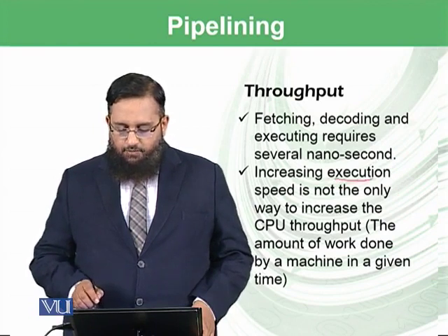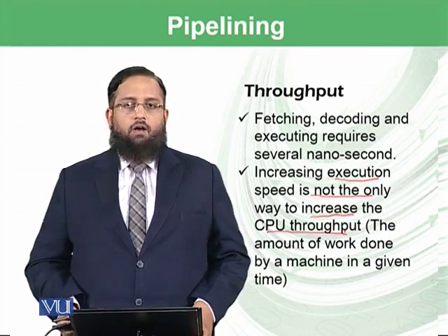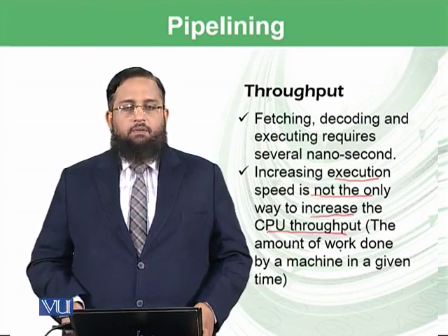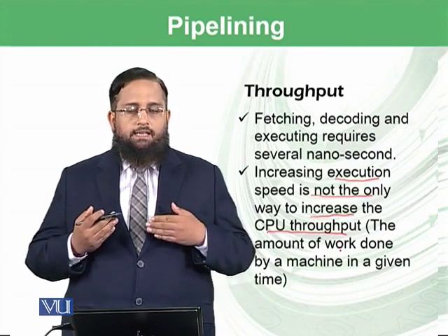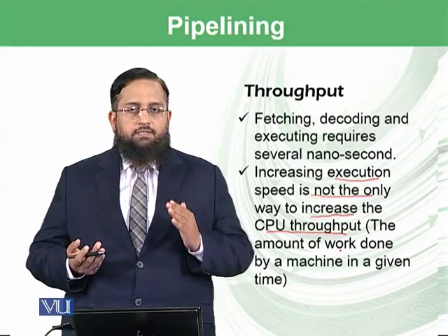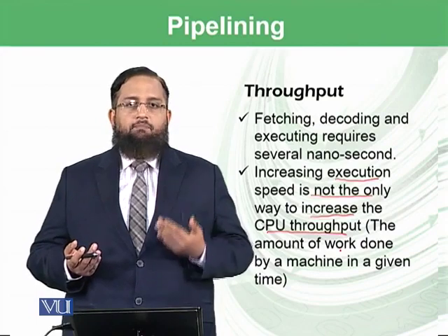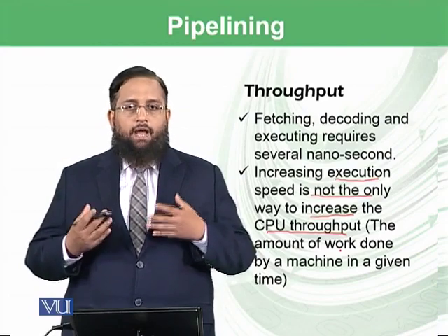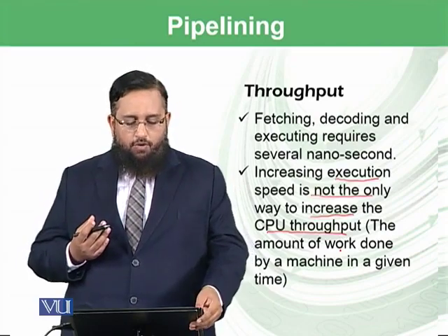So increasing execution speed is not the only way to increase the CPU throughput. First of all, we should define what throughput is. Throughput is basically the amount of work done by a machine in a specified time. So for example, if you want to increase the speed of the computer, one way would be to travel faster than the speed of light, which is not possible at the moment. So the next thing is making the procedure in such a way that it helps us expand the speed and throughput of the overall system. So let's see how we do it using pipelining.